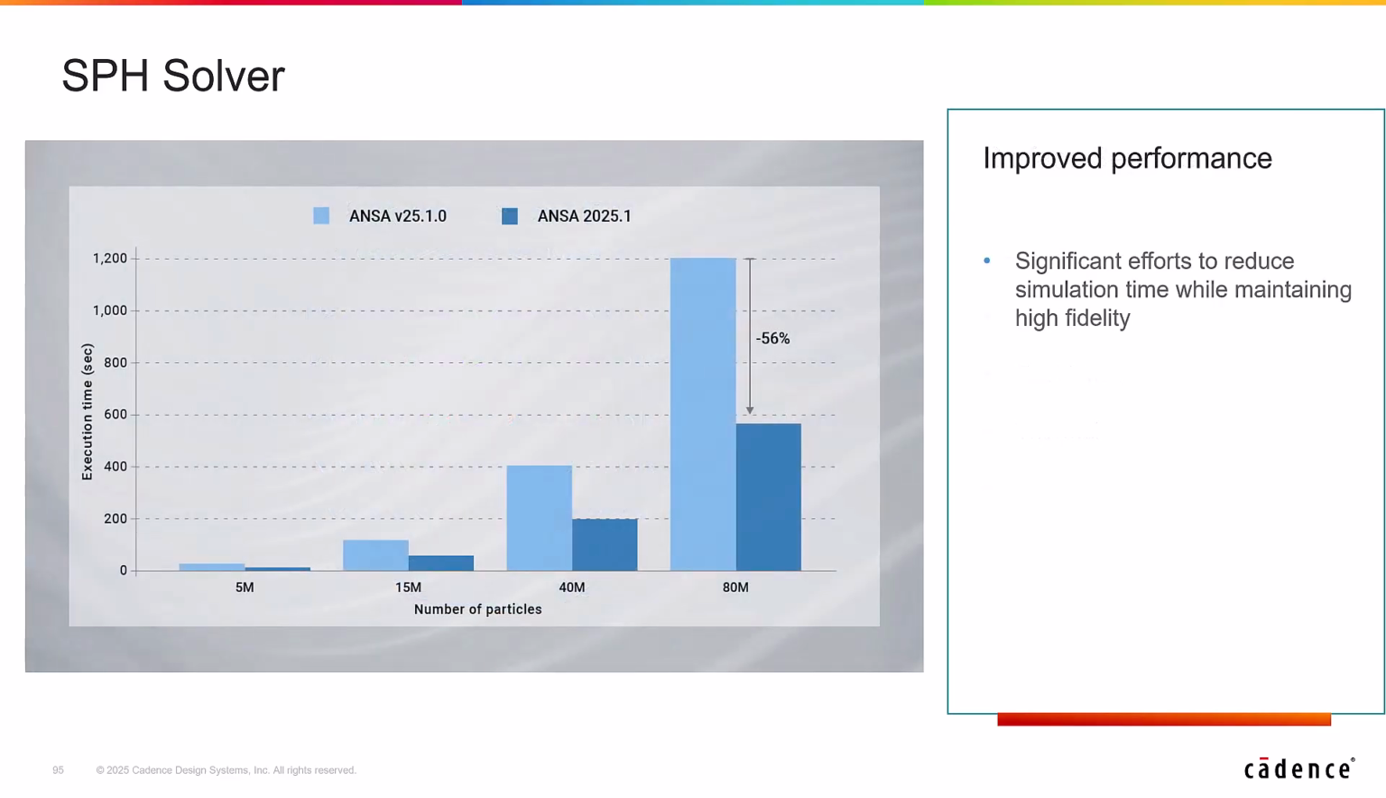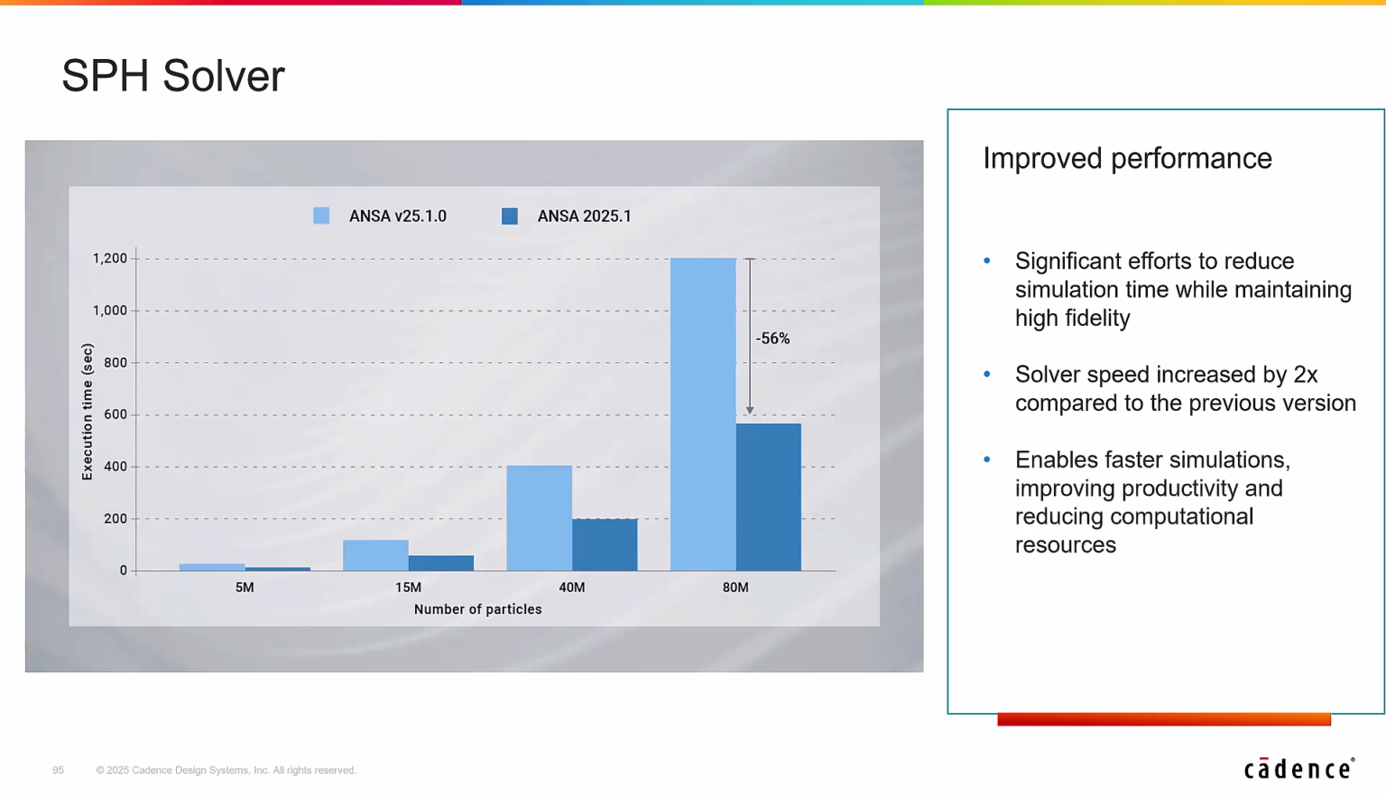Finally, significant progress has been made to reduce simulation time without compromising accuracy. We continue to push the boundaries in developing high-fidelity SPH models that run faster and more efficiently. In version 2025.1, the solver is now up to 2 times faster compared to the previous release, delivering substantial gains in speed and productivity.